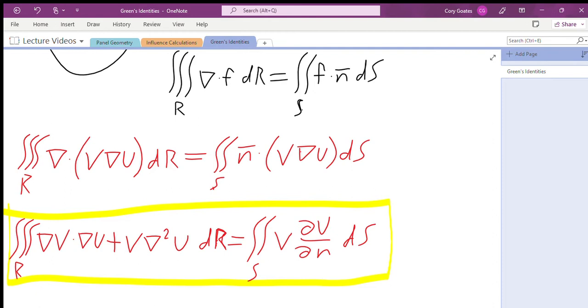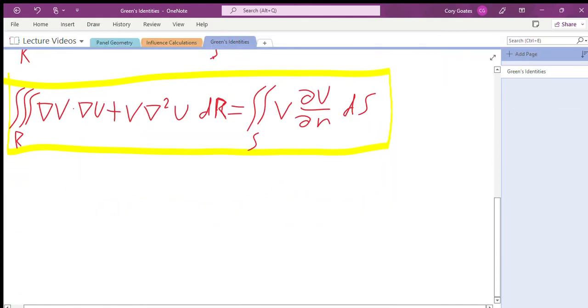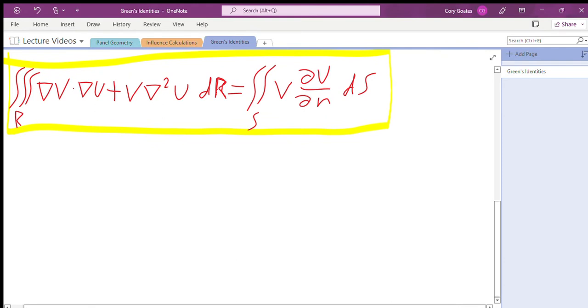We're going to go to Green's second identity. Now, remember we were kind of arbitrary here when we defined f. We said that it's v times the gradient of u. Well, we could define it another way. We could say that f is u times the gradient of v, and we would go through this all again and we'd get Green's first identity, but just with u and v switched places.